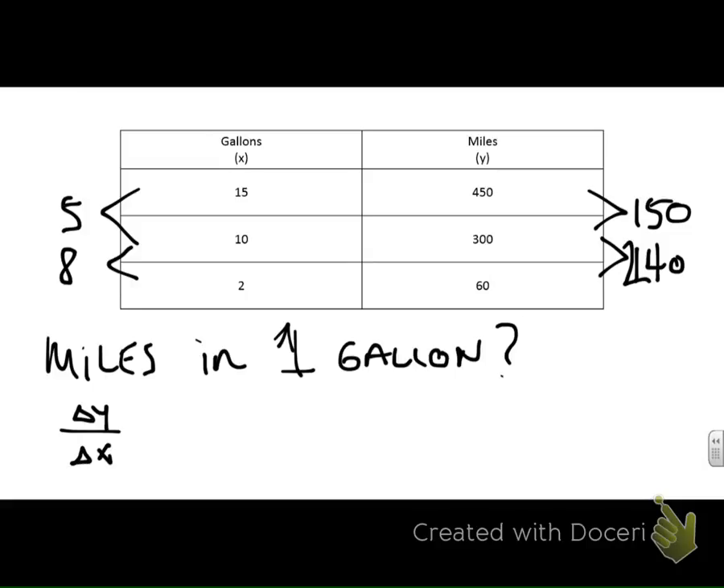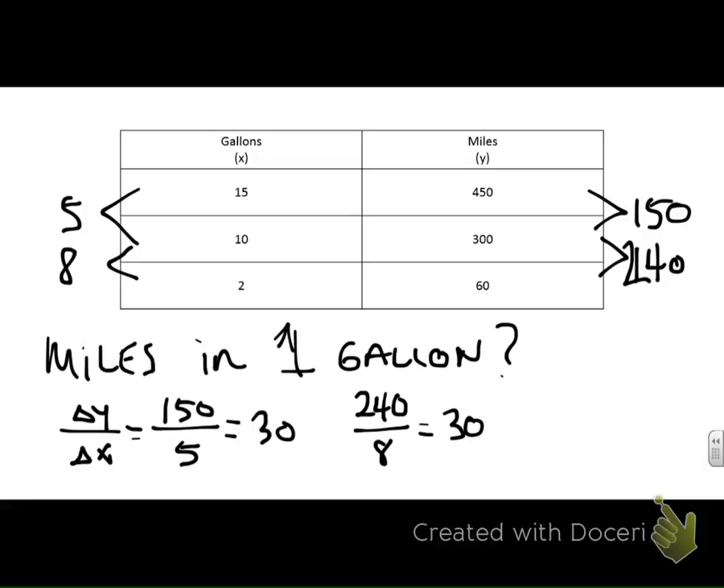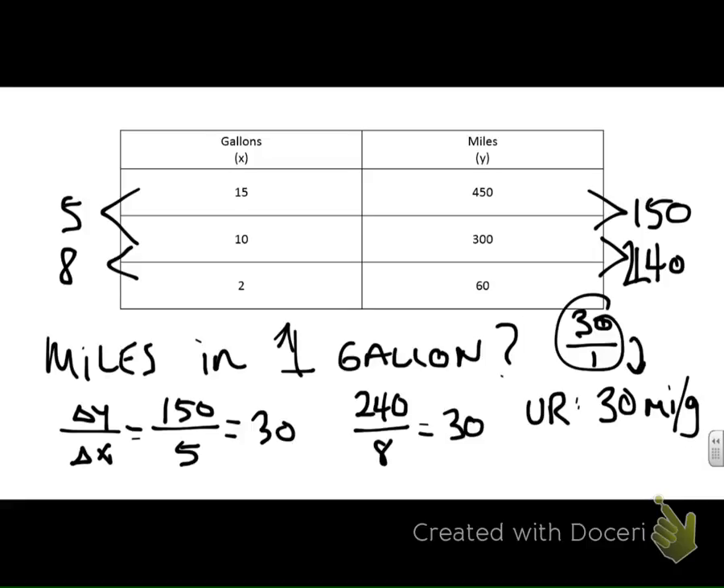I have two different ones, so I'll test them both. First one, I'm doing 150 over 5, and 150 divided by 5 gives me 30. If I test the second one, I do 240 divided by 8, which is also 30. Since I divided, this tells me that my unit rate is 30, and I can say miles per gallon. That tells me that I can go 30 miles in 1 gallon, and this ratio represents the relationship right here.